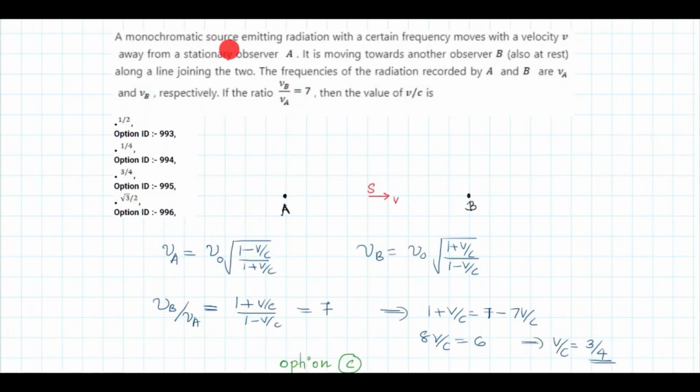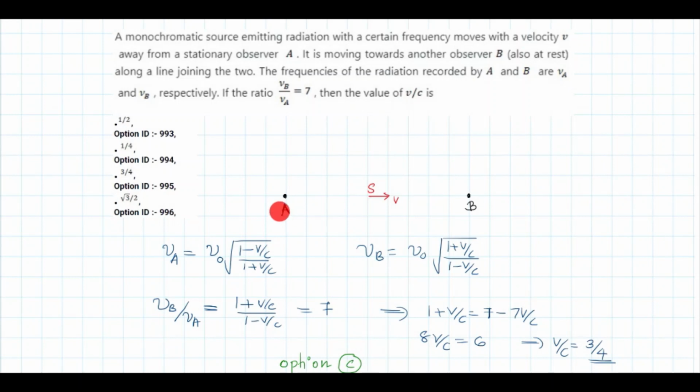A monochromatic source emitting radiation with a certain frequency moves with a velocity v away from a stationary observer A. It is moving towards another observer B, which is also at rest, along a line joining the two. The frequencies of the radiation recorded by A and B are nu A and nu B respectively. If the ratio nu A by nu B is equal to 7, then the value of v by c is. The idea is definitely the Doppler effect.